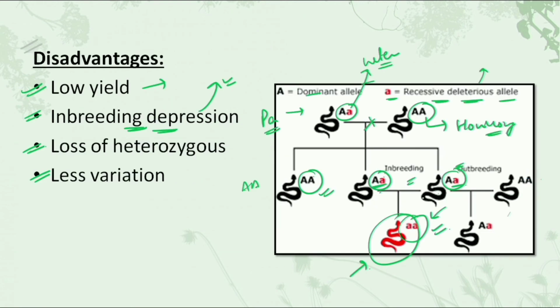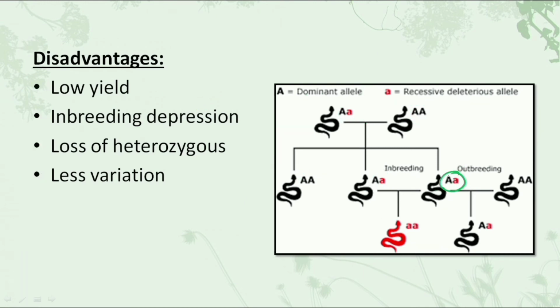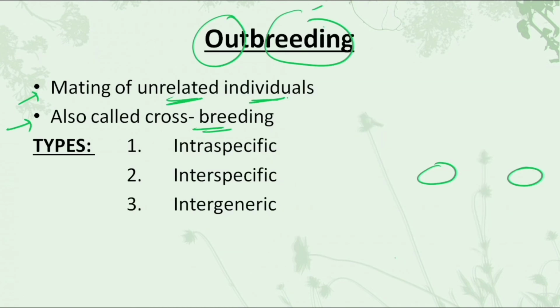As you can see in the figure, what we were doing is mating the capital A small a with capital A capital A. As these two are not related together in any way, this is outbreeding, and as a result of outbreeding we had capital A small a, but this is not deleterious in nature in this condition, hence it is safer to have outbreeding.